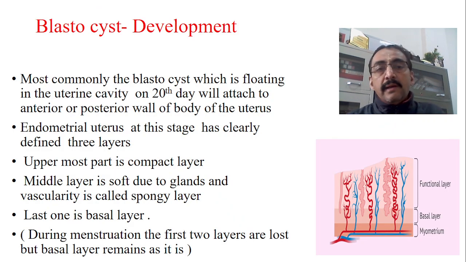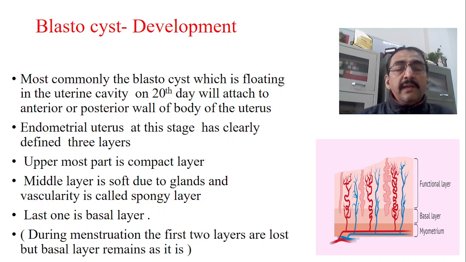Most commonly, the blastocyst, which is floating in the uterine cavity on the 20th day of the cycle, will attach to the anterior or posterior wall of the body of the uterus. This takes place around the 5th or 6th day, if you take the 14th day as ovulation time. On the 15th day the zygote forms, and then it usually takes about 5 days to implant in the anterior or posterior wall of the uterus.